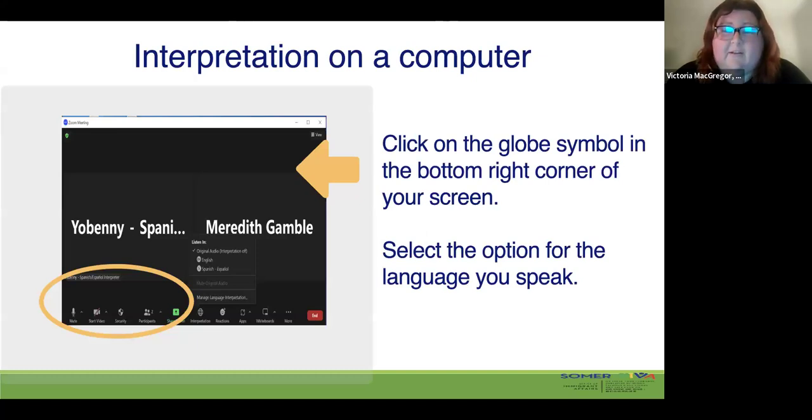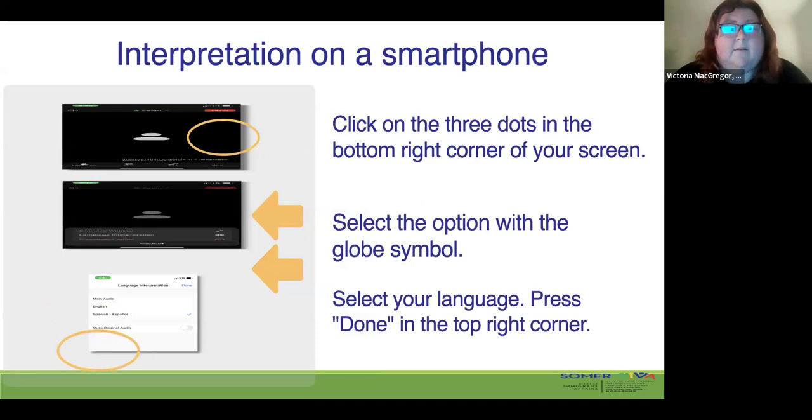To join interpretation on a desktop or a laptop, you can click on the globe symbol in the bottom right corner of your screen, and then you can select the option for the language you speak. On a smartphone, you can click on the three dots in the bottom right corner of your screen, select the option with the globe symbol, select your language, and then press done in the top right corner.